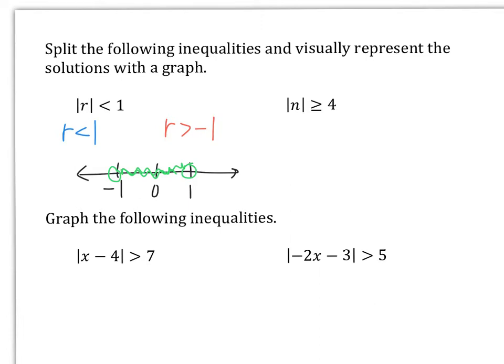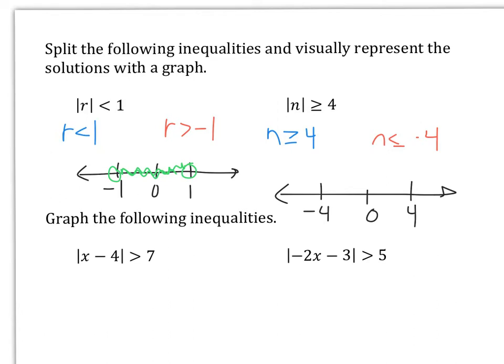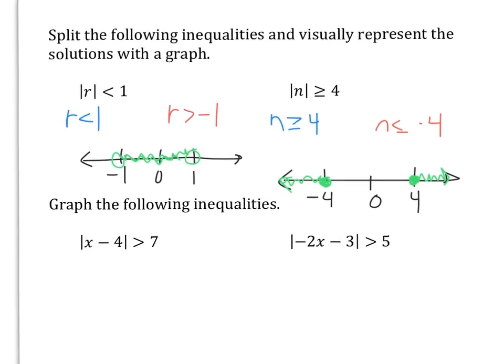All right, the absolute value of n is greater than or equal to 4. So my first case is as I see it. Second case, I will flip the inequality symbol and change the sign. So n is less than or equal to negative 4. I can go ahead and graph my solution set. Negative 4, 0, and 4. And then we'll put a closed circle at both of them. And less than or equal to negative 4 would shade to the left. Closed circle, greater than or equal to 4 would shade to the right. And that would be my graph of the solution set to those absolute value inequalities.